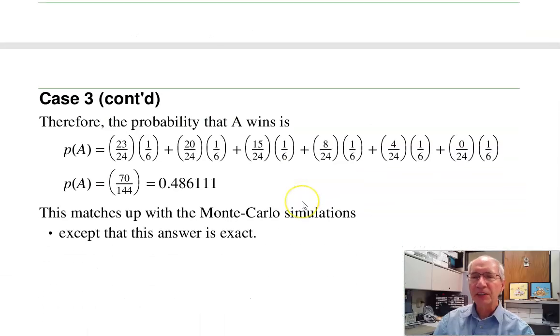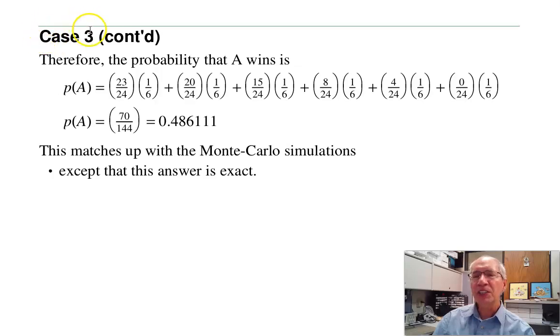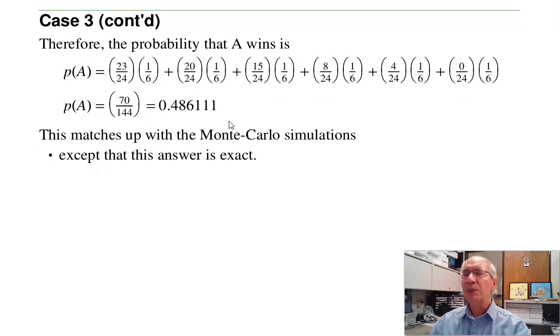Put that all together, then the total probability that A is going to win is add up all the conditional probabilities. I get 0.486111. Now that matches up with what we did in Monte Carlo. Monte Carlo is about 48.6% of the time. With the enumeration, I can tell you exactly. These are the exact odds that A is going to win. A little more painful, but I also didn't have to run the simulation a million times.